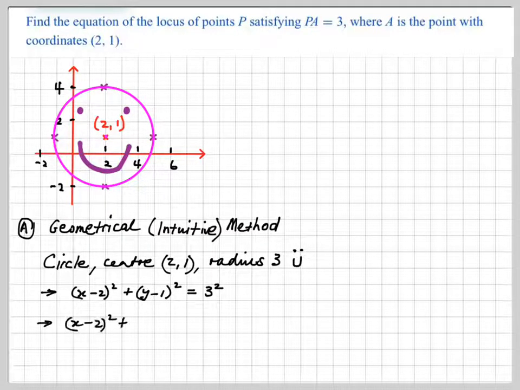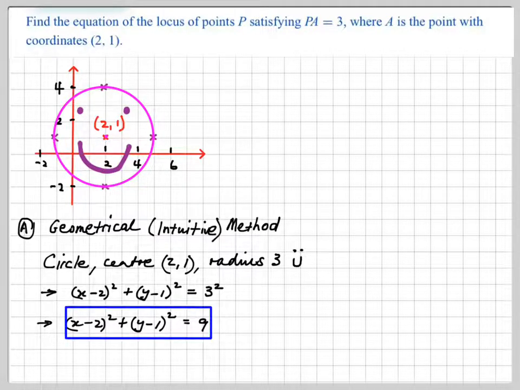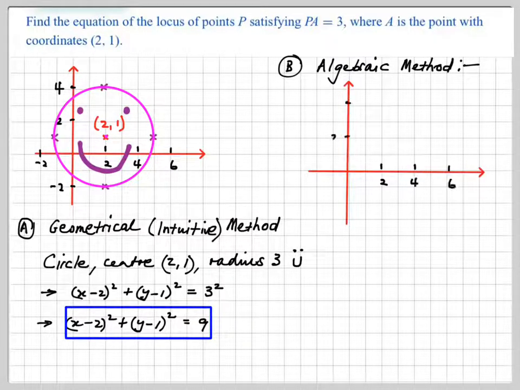So, that was so easy, Mr. Box. Thank you, Mr. Box. That's the geometrical, intuitive way, yeah? Lots of fun. Now, if you couldn't think of that, here comes the algebraic method, which is just as easy, okay? We've just got a point P with coordinates x and y, which is 3 units away from 2, 1.